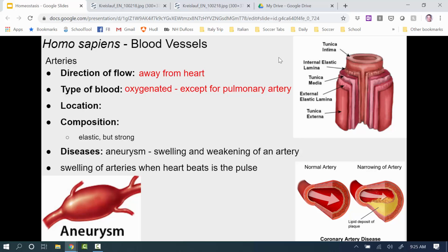Typically in our bodies, our arteries are a little bit deeper in our body. They're not right at the surface. If you look at your hand, what you see on the surface of your hand, those are veins, not arteries. Arteries are typically deeper in our body, protected a little bit.